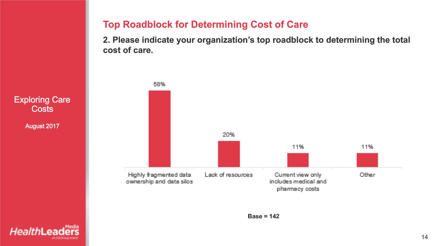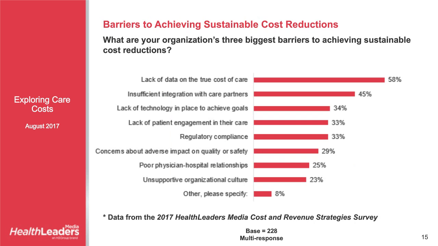Here's something. This data comes from the HealthLeaders Media Cost and Revenue Strategies survey that we did in June this year. The question asks, what are your organization's 3 biggest barriers to achieving sustainable cost reductions? And these are some of the items that make this so difficult for providers. Lack of data on the true cost of care, 58%, is overwhelmingly one item, and there are a variety of reasons why they can't get at that data.